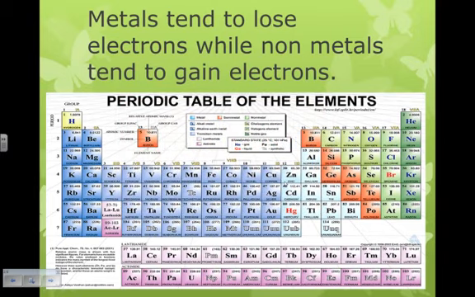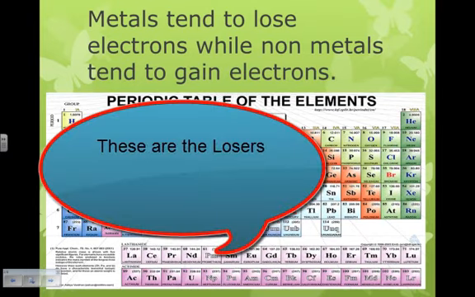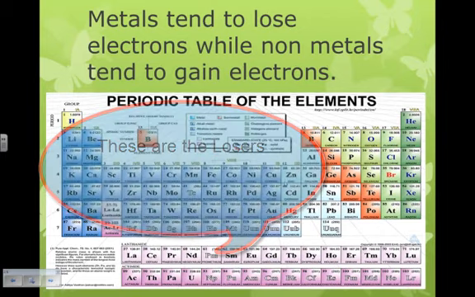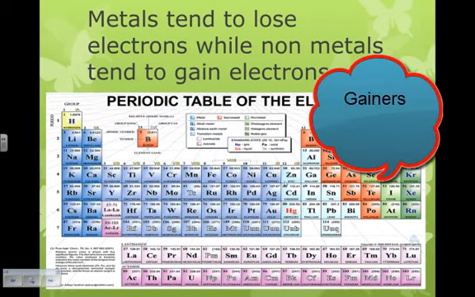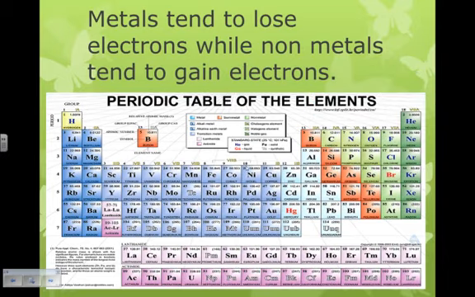So as we look at the metals on the periodic table of the elements, we can say that usually they will lose electrons, and nonmetals over here, they tend to gain electrons. That's kind of where our starting point is today.